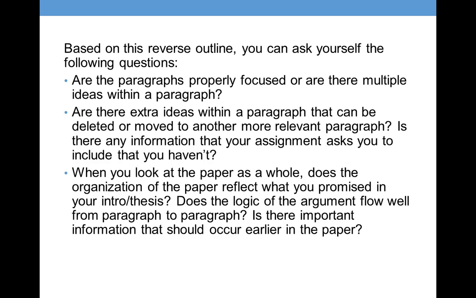Does the organisation of your paper actually reflect what you promised to argue in your introduction, in your thesis? Does it seem logical? Is there any important information buried later in the essay that should occur earlier?